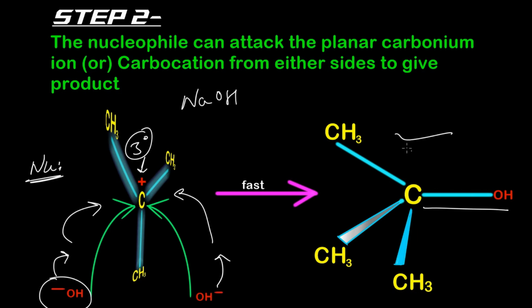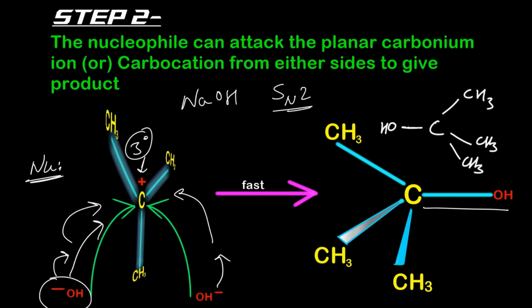But what happened in SN2, there was inversion of configuration. We call it Walden inversion, right? In this case, Walden inversion will not take place. But since there are both possibilities, that OH can attack from the left side as well as the right side, there is another possibility of formation of a molecule like this.